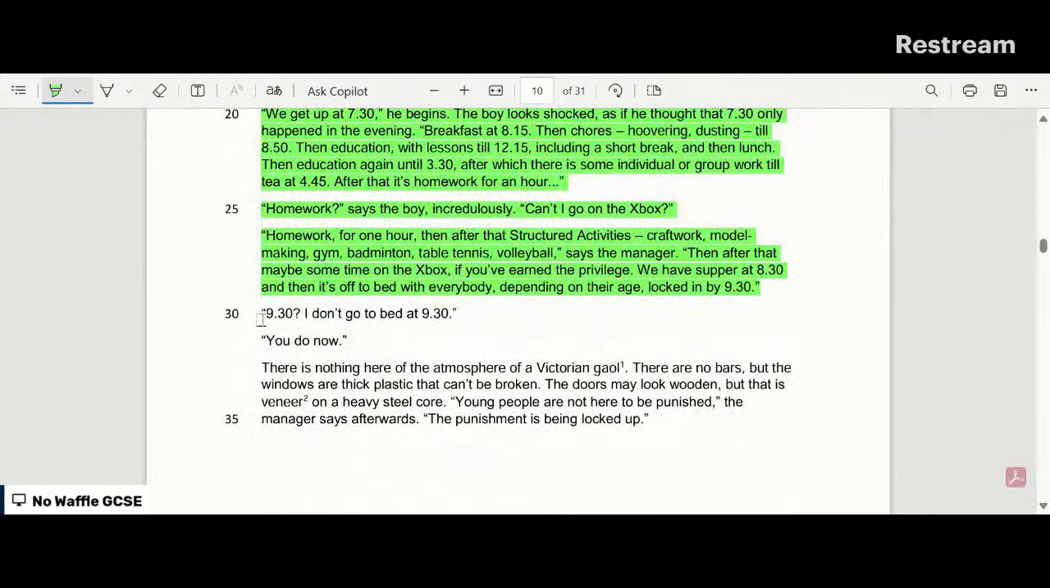9:30? I don't go to bed at 9:30. You do now. There is nothing here of the atmosphere of a Victorian gaol. There are no bars, but the windows are thick plastic that can't be broken. The doors may look wooden, but that is veneer over a heavy steel core. Young people are not here to be punished, the manager says afterwards. The punishment is being locked up.